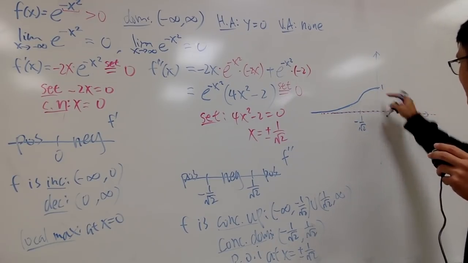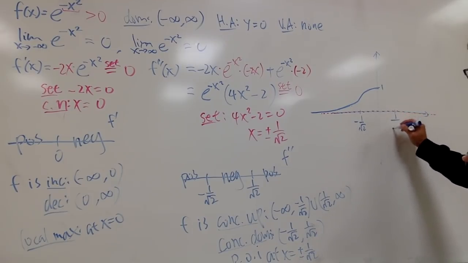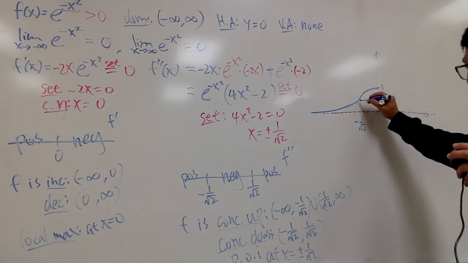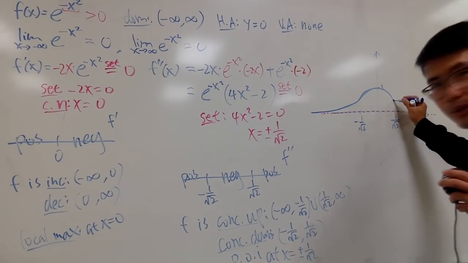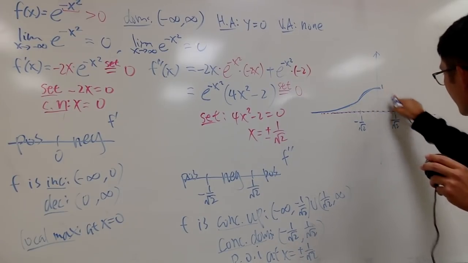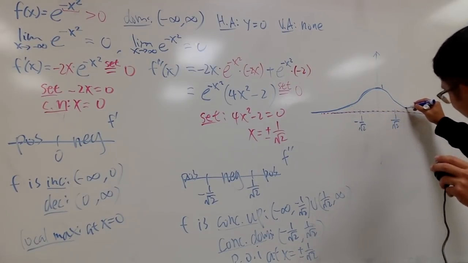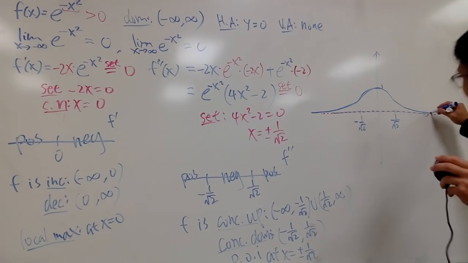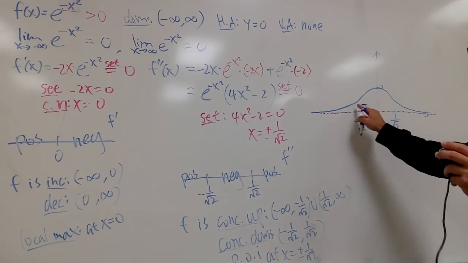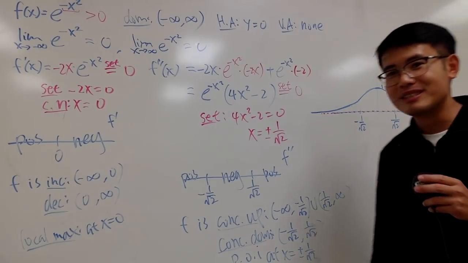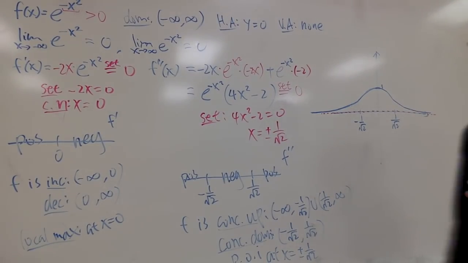And then from here we are going to go down and it's symmetrical. So this is positive 1 over square root of 2. This part is still concave down. But once you hit this, you are going to concave up. So just do it again. Like this. Concave down, up, and then approach 0. So you have a nice little mountain. I like to call this the mountain, and people call this the bell-shaped curve.